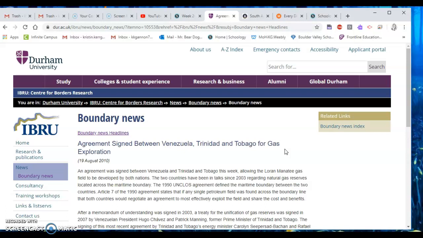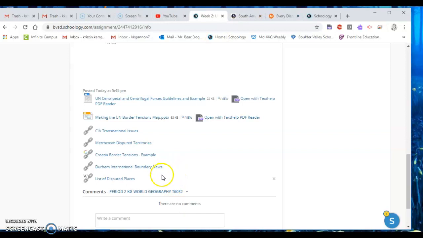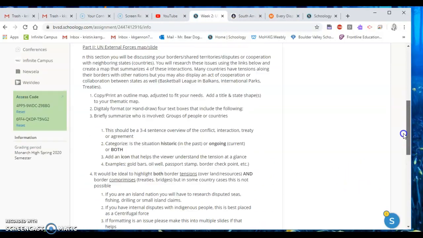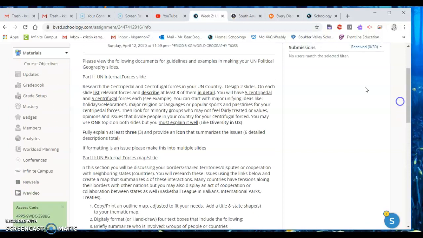So if you are a strong reader and you need to find a few more problems for your country, you could go into this boundary news. And if you need some help, come into our online conferences that we have on block day, and we could maybe help you find a few more problems for your country. So once you've got your T-chart, your 5 centripetal forces and your 5 centrifugal forces, and you've got those slides done, now you're ready to make your map.